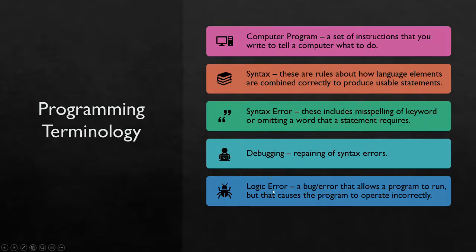We also have the logic error, which is another type of error in programming, and this is a bug or error that allows a program to run, but that causes the program to operate incorrectly. So, for example, if you would try to code and you would want the computer to answer what is 1 plus 1, and the output of your program is 5, that is what we call the logic error. The program still runs, however, the output of your program is incorrect. So probably there's something wrong with the logic of your program or the usage of the logic in your program. So that is what we call the logic error.